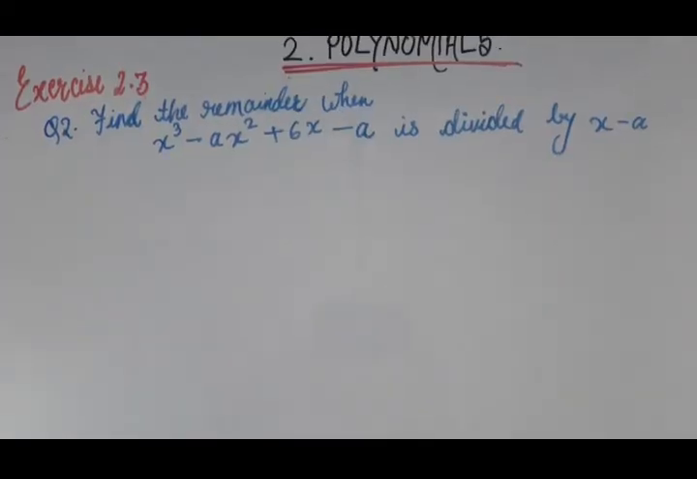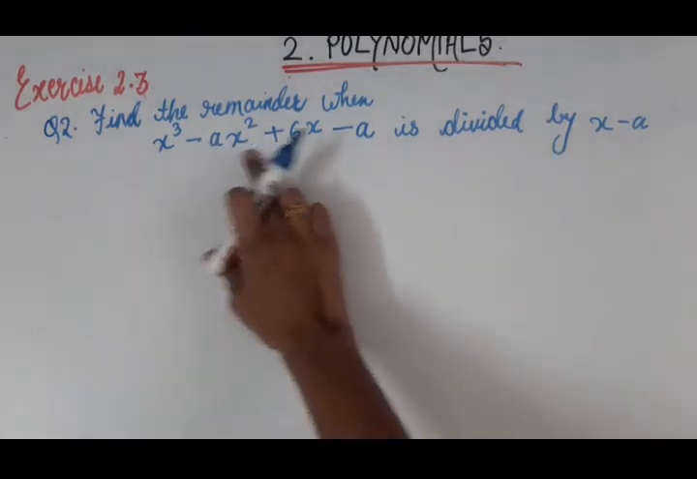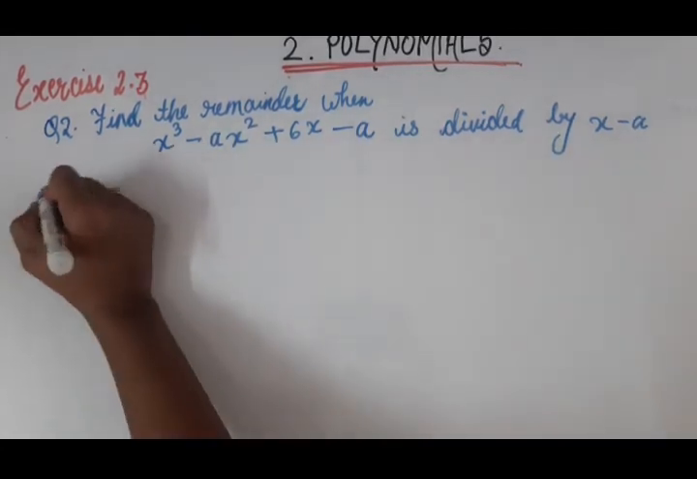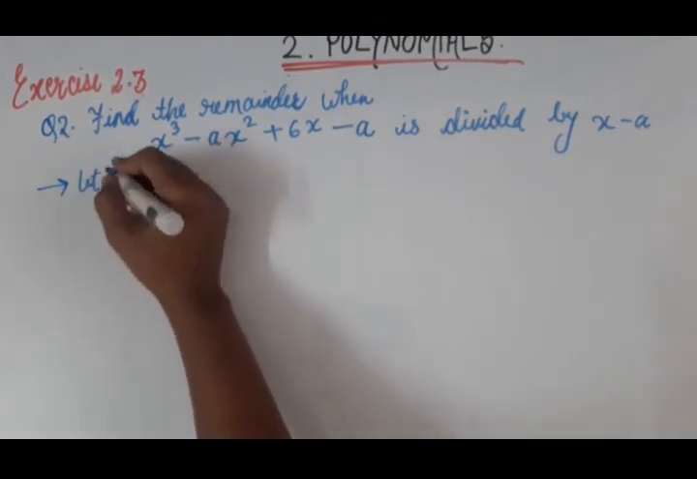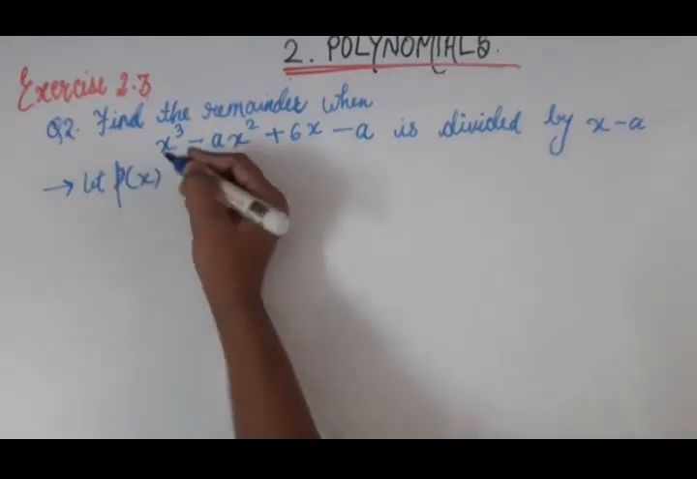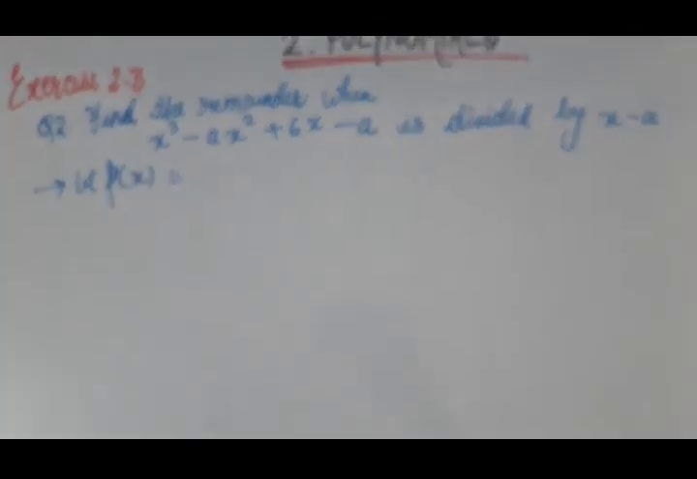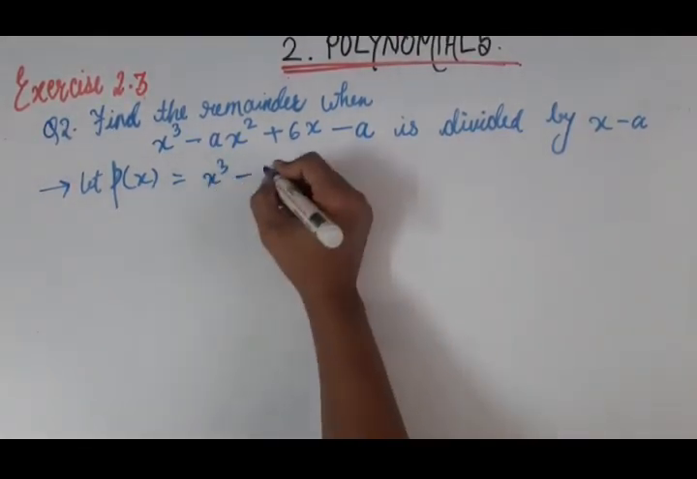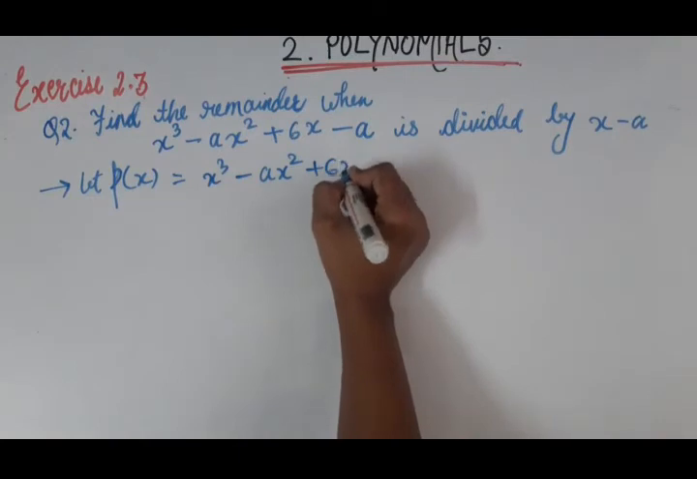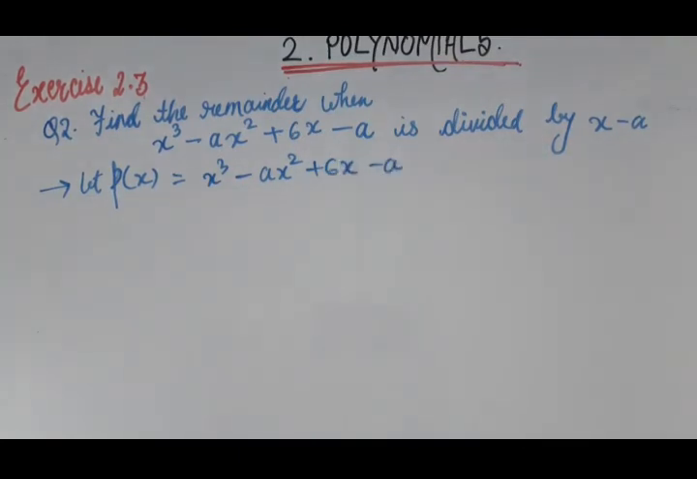Now the next question number 2 is, find the remainder when x cube minus ax square plus 6x minus a is divided by x minus a. So x minus a is your divisor and this one is your dividend. So we have to find the remainder. So let p of x equal to your dividend. What is your dividend here? X cube minus ax square plus 6x minus a. Do this with remainder theorem.